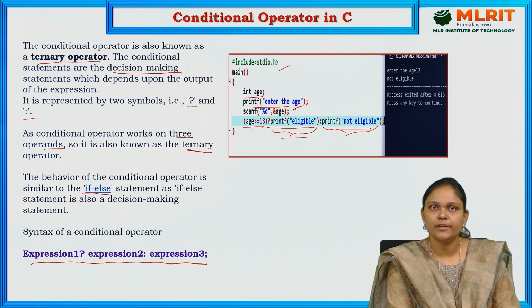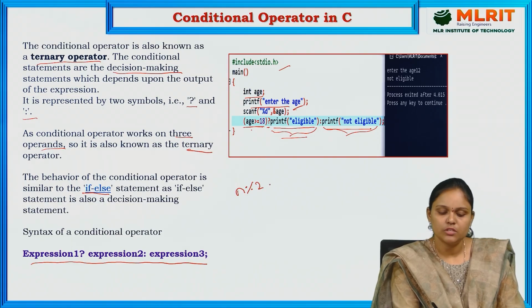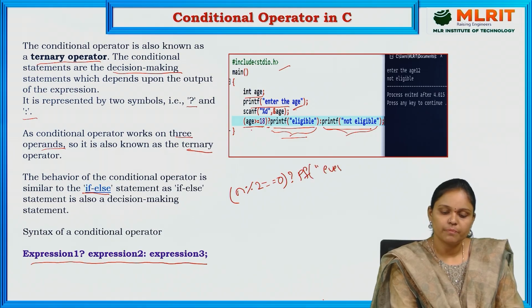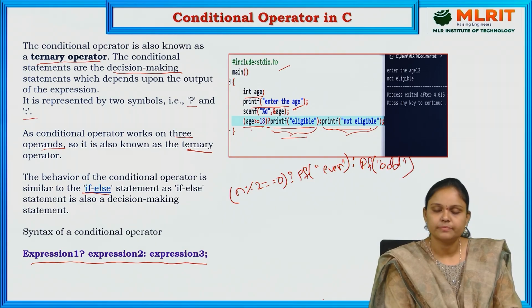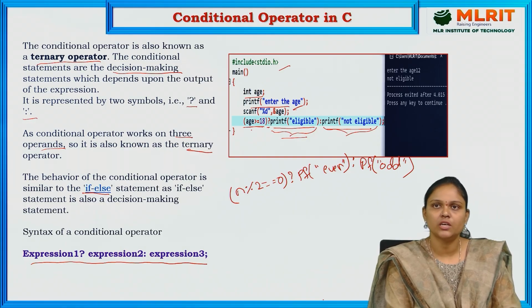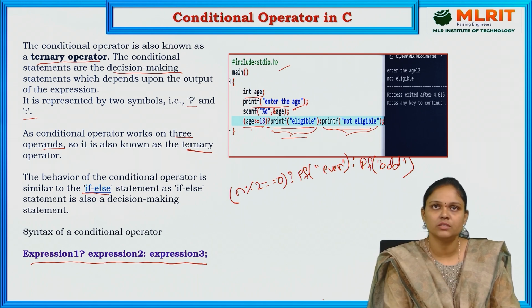Whether the number is even or odd: we are reading the number, and next we are writing n modulus 2 double equals 0. If this is true, then we are telling printf the number is even. Else we are telling printf the number is odd. So by using the ternary operator, we can solve this. We can solve even or odd, and also find the largest and smallest of two numbers by using the conditional operator.